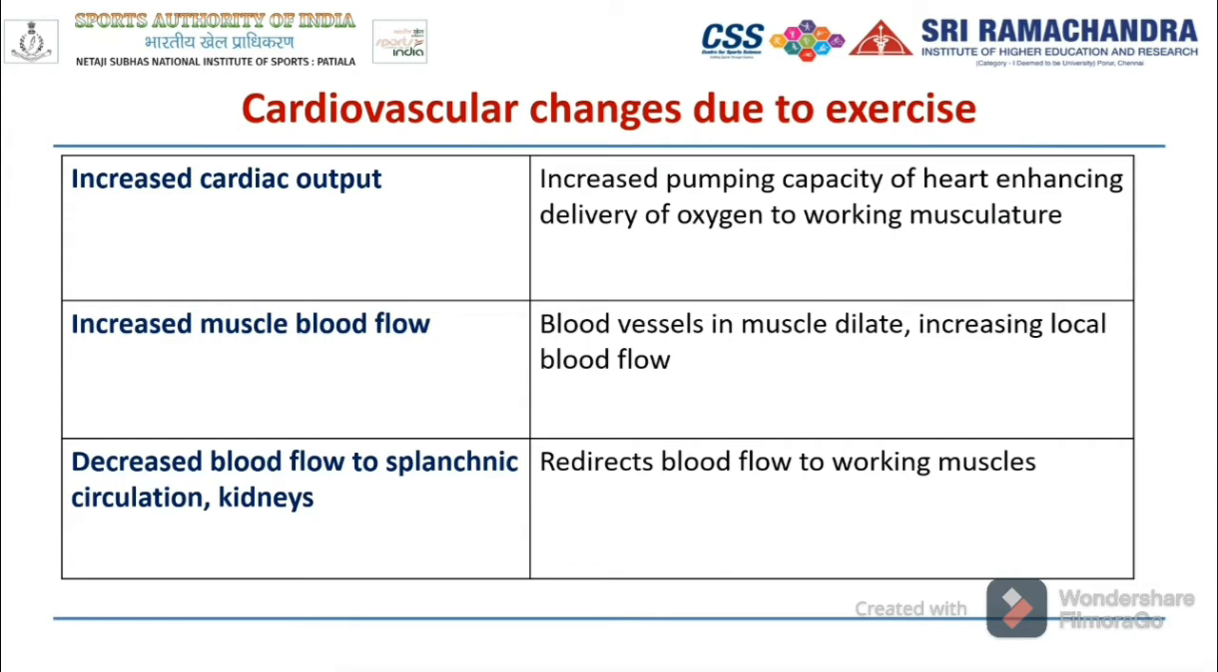We all know that we have 5 to 6 liters of blood in our body. The same 5 to 6 liters is being pumped by the heart as the cardiac output. So in order to increase the skeletal muscle blood flow, we have to divert the blood flow from some other organ. Those organs are the kidney, the liver and the gastrointestinal circulation. So by diverting the blood flow from these organs to the muscle, the cardiac output is increased.